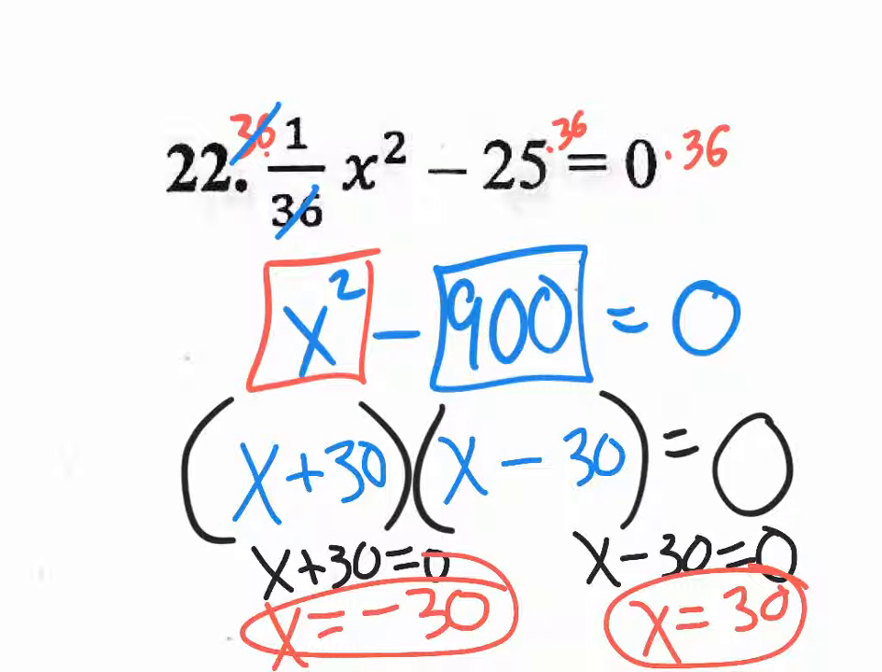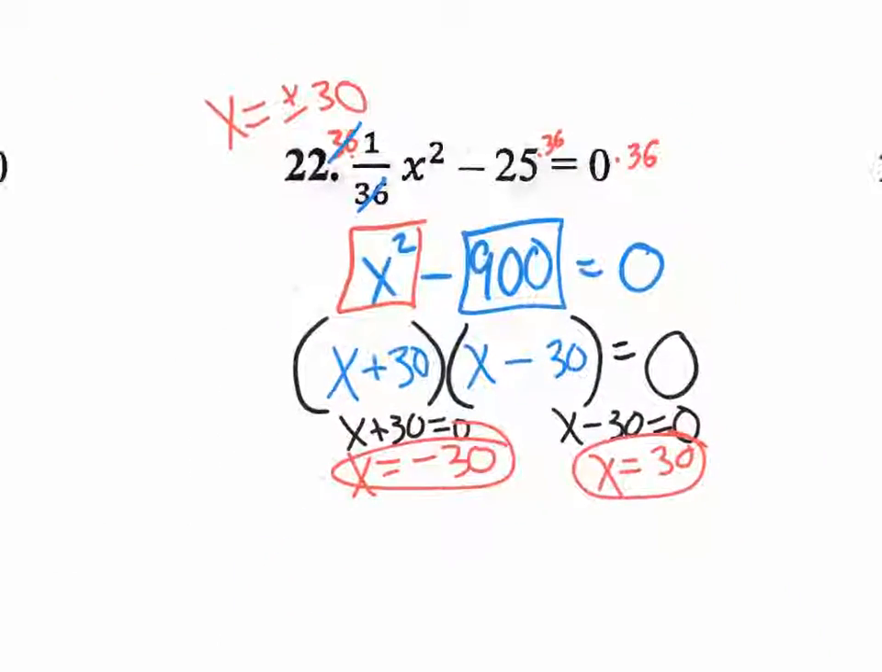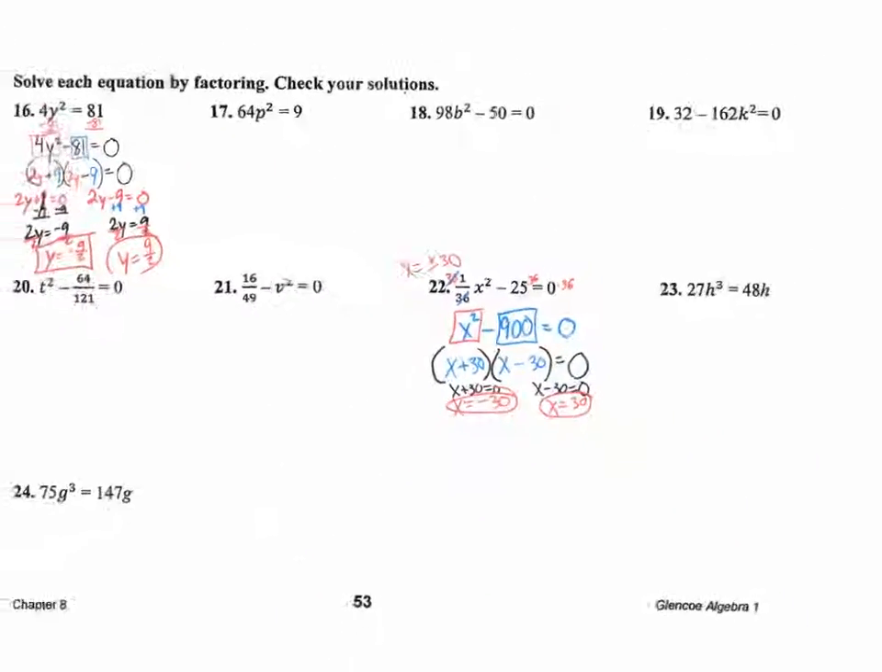By the way, sometimes they write those answers like this, x equals plus or minus 30. They can put a little plus or minus symbol in front. That way it takes up less space. But that's how you do the second half, guys. So I hope this clears up what we're doing today.